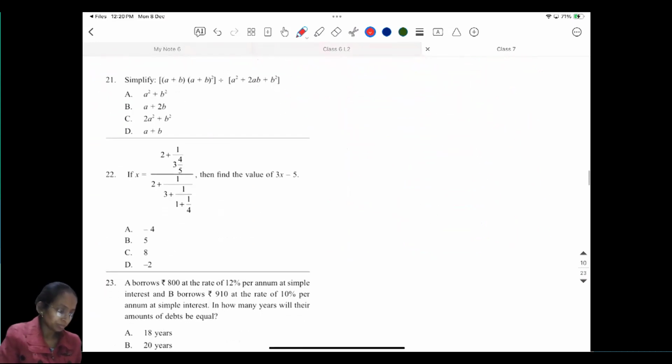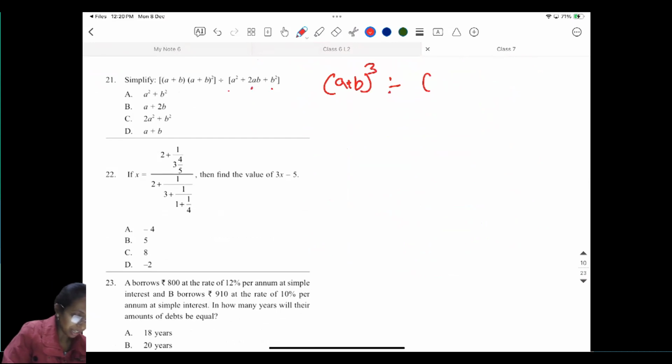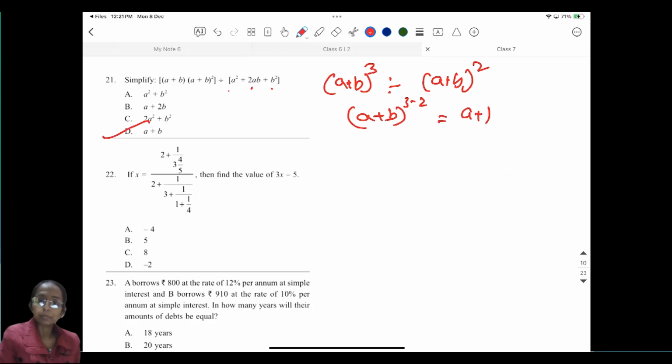Now the next one: a plus b into (a plus b) whole square, that means (a plus b) whole cube, divided by a square plus 2ab plus b square, that is again (a plus b) whole square. When the bases are the same, the powers can be subtracted. So this will give me (a plus b) to the power 3 minus 2. That means (a plus b) to the power 1, which is a plus b only. So this is my answer.